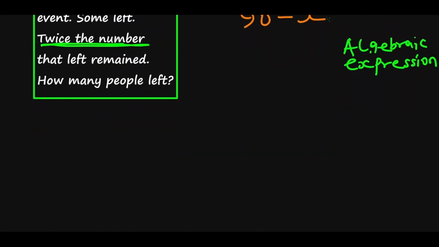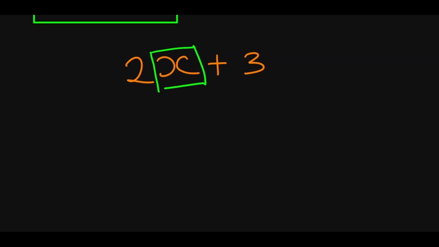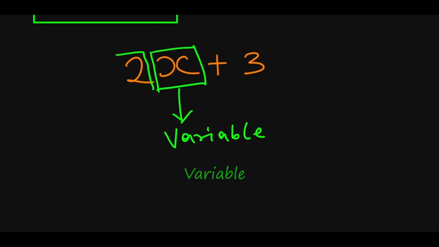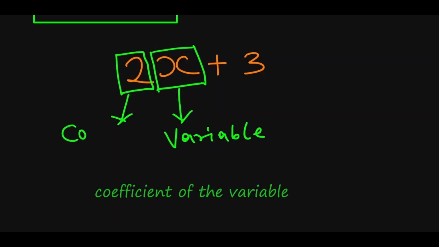Now let's talk about some of the terms you will hear in algebra. Let's write a clear equation or expression, 2x plus 3. Now in this expression, we can see that there is a letter here which is representing a missing number. Because this letter can be any number, it is called a variable. So every letter in an algebraic statement, whether expression or equation, is called a variable. Now, the number that is just beside that letter, like a companion, is called the coefficient of that variable.